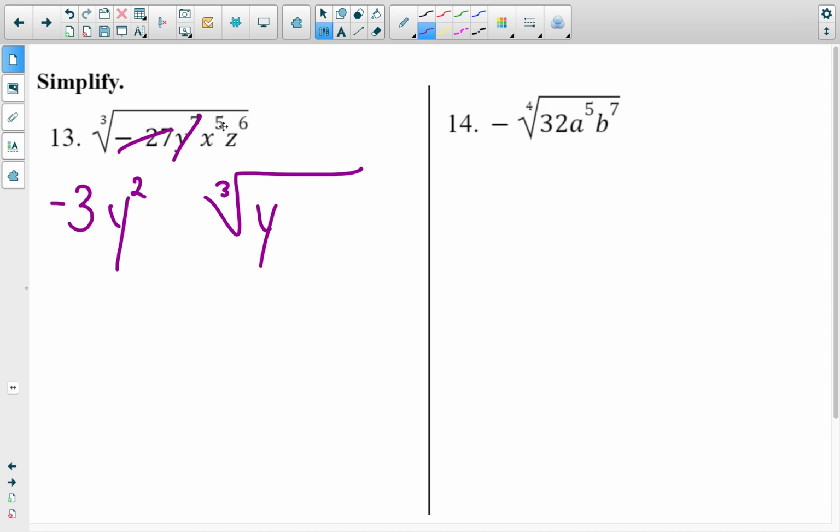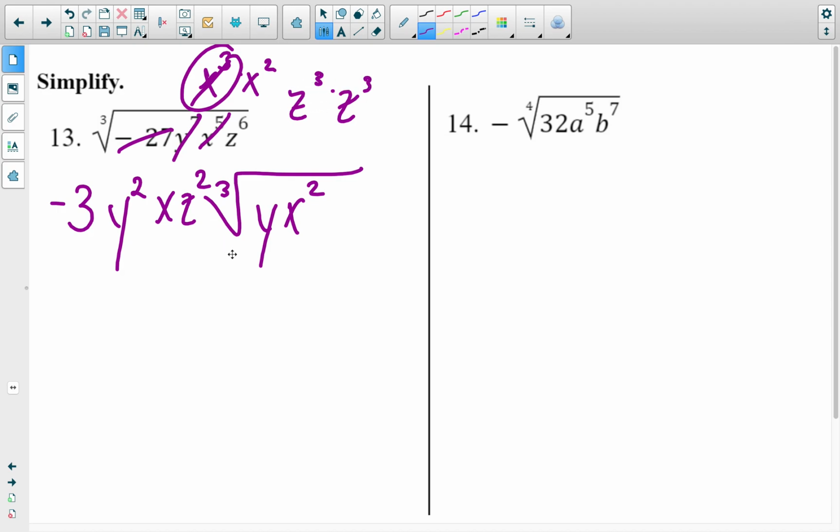Okay, x to the 5th, it can be thought of as x to the 3rd times x squared. And so this x to the 3rd is going to come out front as just an x, and then we're left with an x squared inside. And then the z to the 6th will be out front as a z squared, because it's like z to the 3rd times z to the 3rd, right? There's two groups of 3 z's being multiplied together, and so that's what we're left with. All right.